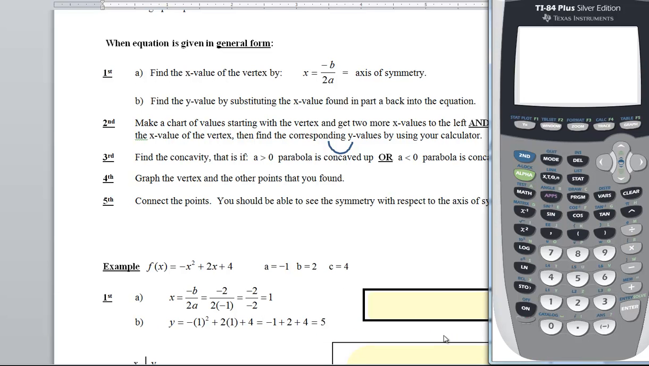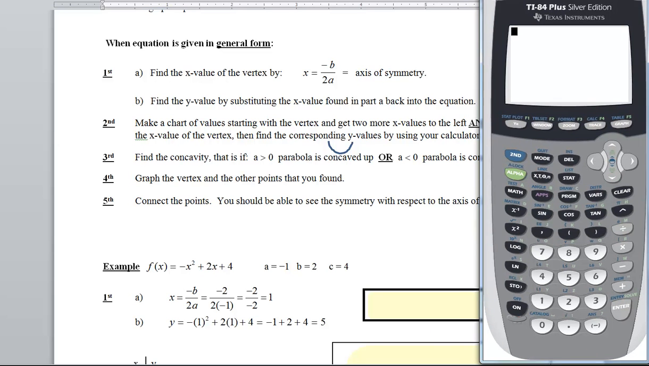Remember storing? Remember, I like to store. I'll move my calculator in a little bit. So 1, storing for x. I've got negative x squared plus 2x plus 4, and that should also give me 5. So now that's my vertex right there.